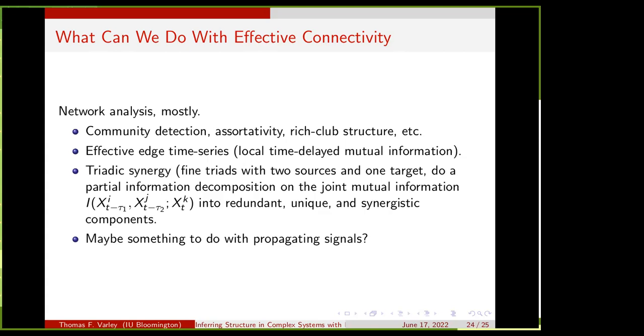Here you find triads in the network with 2 sources synapsing onto 1 target. Then you can do the partial information decomposition of the joint mutual information between the paths of both sources onto the future of the target, and break that down into redundant, unique, and synergistic components. This would require another three-dimensional probability distribution, which I'm not entirely comfortable with, but I figured I'd throw it out there since it's something we've done a lot of. And then maybe something to do with propagating signals. If the spike occurs in one, can we follow it through the rest of the system? I have no idea if that's plausible or not, but it's worth looking into.